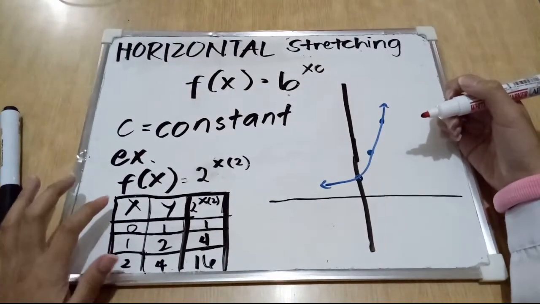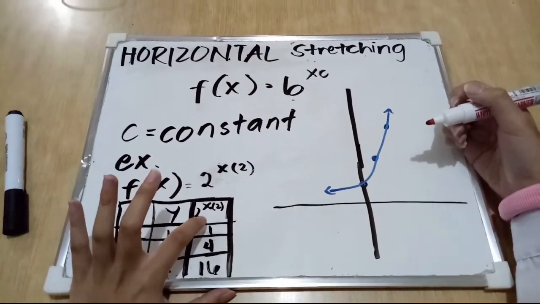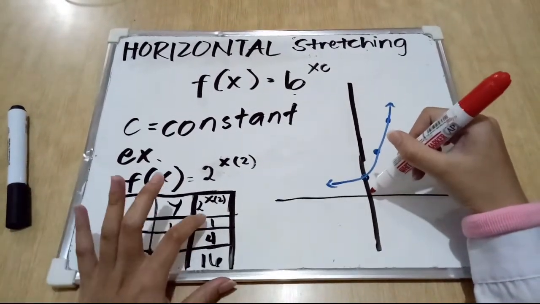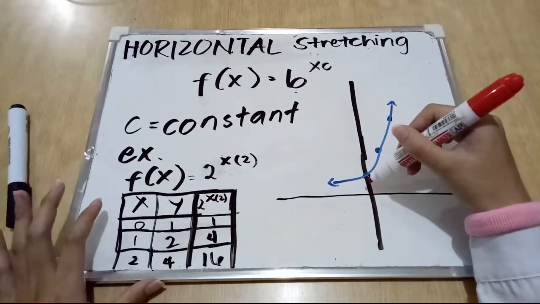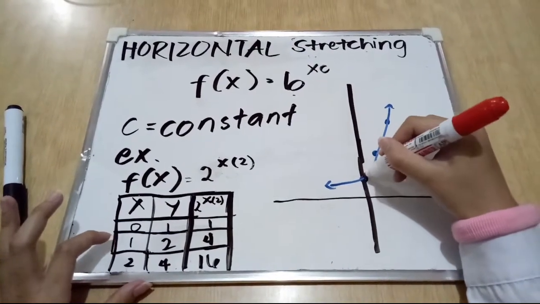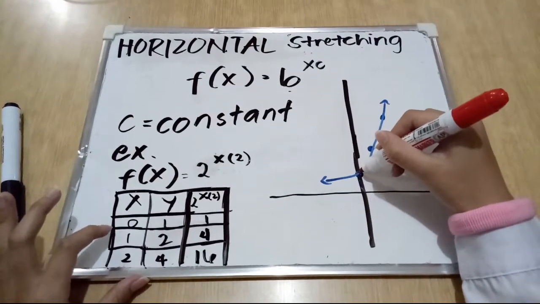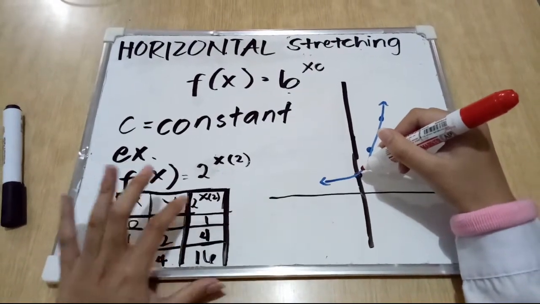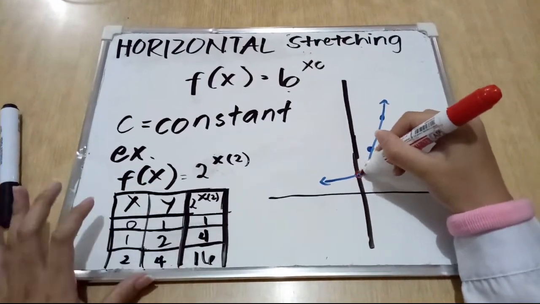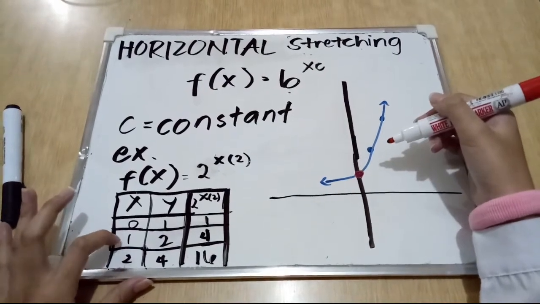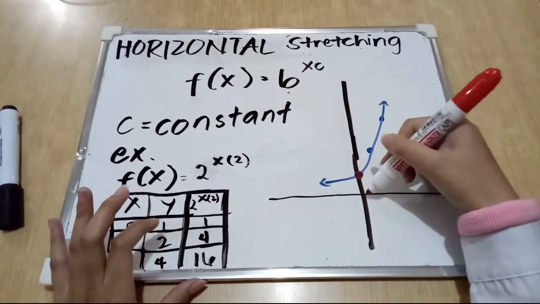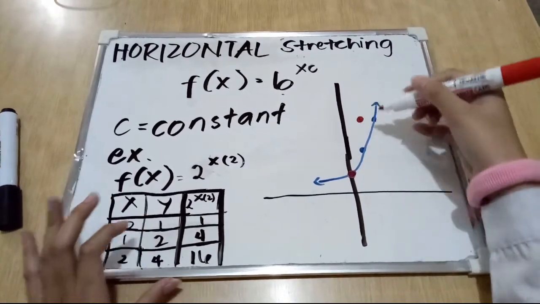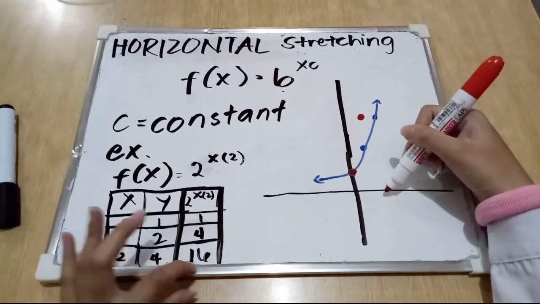And now let's plot the value of x and the value of 2 raised to x times 2. The value of x is 0, and the value of 2 raised to x times 2 is 1. Next, 1 and 4. And last, 2 and 16.